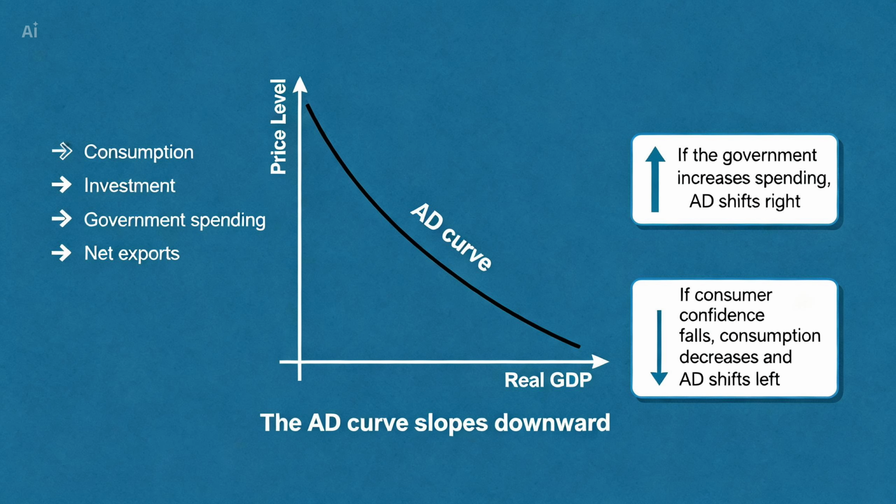The AD curve slopes downwards, and the major things that shift the AD include changes in consumption C, investment I, government spending G, and net exports NX. For example, if the government increases spending, the AD shifts right. If consumer confidence falls, consumption decreases, and the AD shifts left.